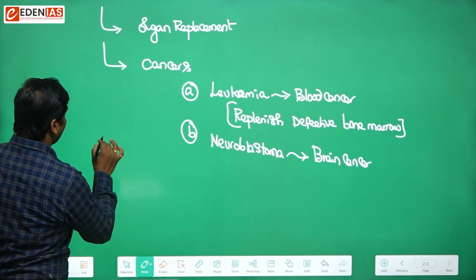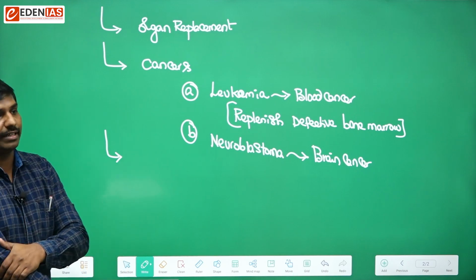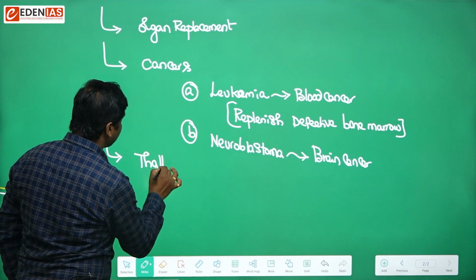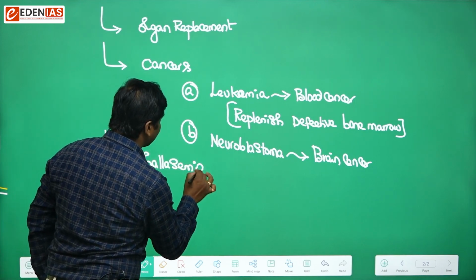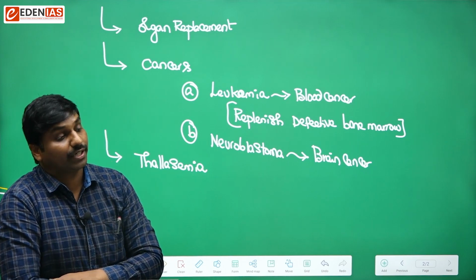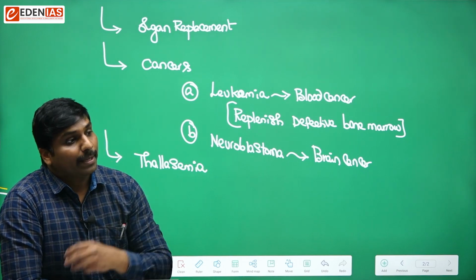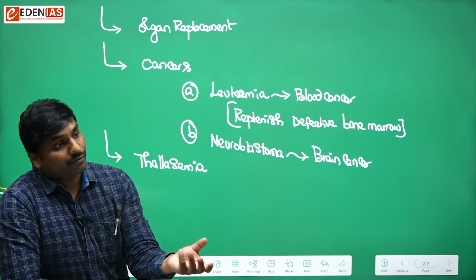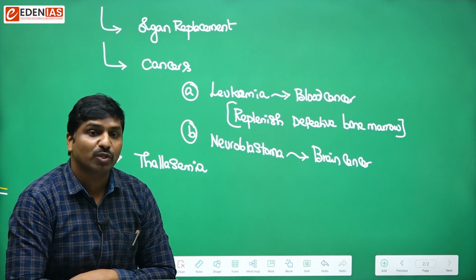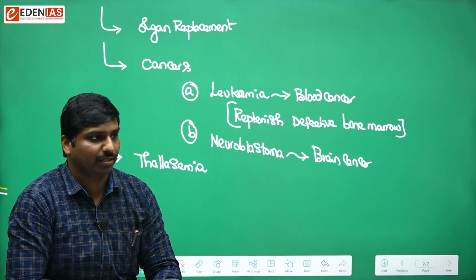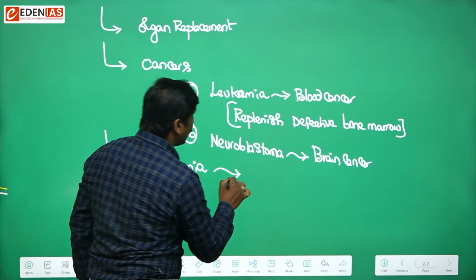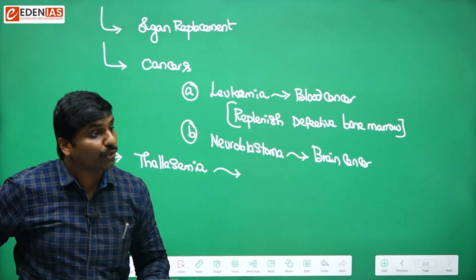Then there are other diseases, blood related diseases, like let's say thalassemia. Have you heard about thalassemia? Thalassemia is a severe disorder which is life threatening. Patients with thalassemia have to regularly go for blood transfusion. It is a kind of blood related disorder. Here, if we use stem cell therapy, we can also cure thalassemia.